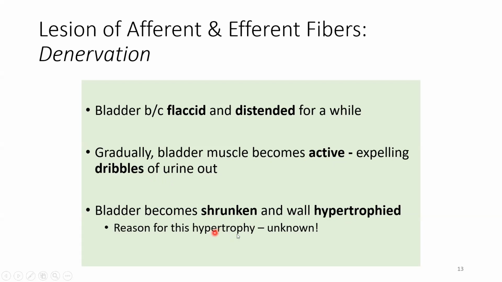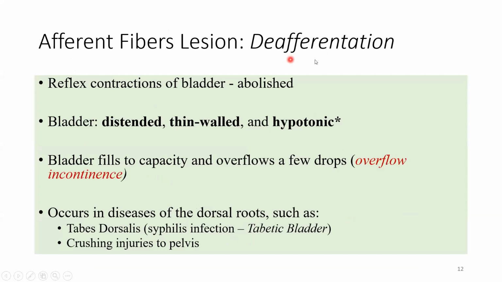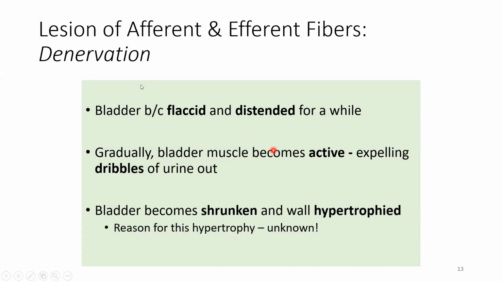And this hypertrophy, last time I checked, the cause is not known. So this is the denervated bladder, as opposed to the deafferented bladder, which is distended, thin-walled, hypotonic. The denervated bladder is first flaccid and distended, but eventually it's shrunken and hypertrophied. This is an important distinction to note.